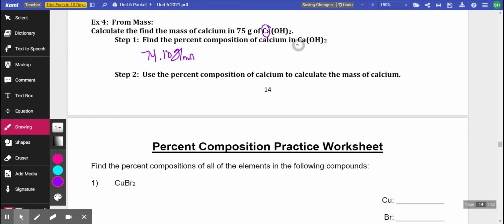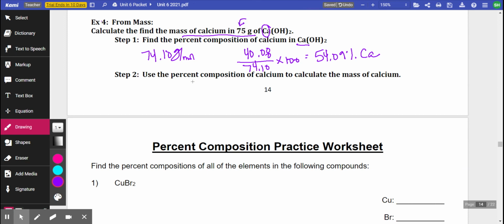So we're going to take the mass of calcium, 40.08 grams, right off the periodic table, divided by the molar mass of the whole thing, 74.10. Multiply it by 100, and we get 54.09% calcium. Okay. So to find the mass of calcium that's in 75 grams, well, I know that 54.09% of the 75 grams is calcium.